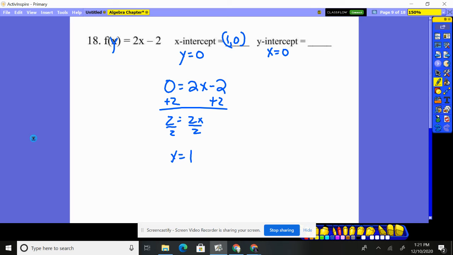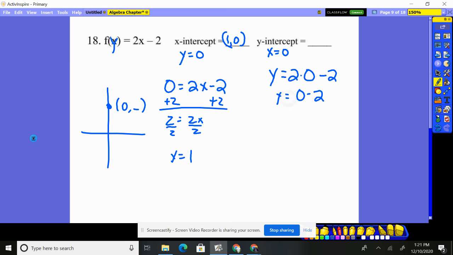Y is 0. The y-intercept, we let the x be 0. Because again, think about it. Where are we crossing right here? We've gone over none and up something. So we know the x is 0. So y is equal to 2 times x, which is 0, minus 2. 0 minus 2, negative 2. So it's 0, negative 2.